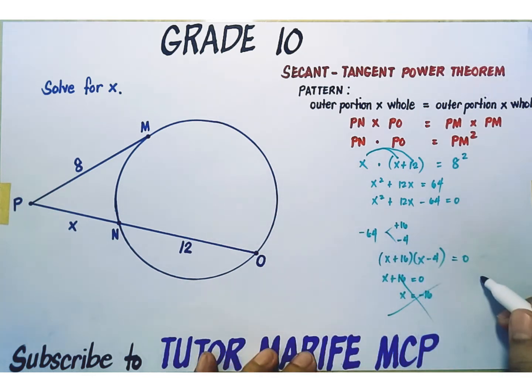Equate the second factor to 0, x minus 4 equals 0, and solve for x. Adding 4 to both sides of the equation, we get x equals 4. This is our answer.